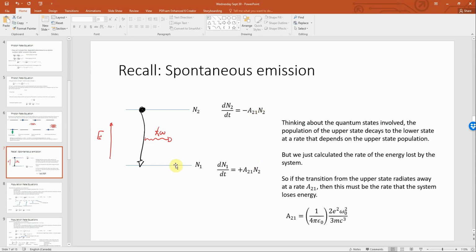And now, of course, the number of electrons or atoms in the ground state will be related to the number of electrons that were in this excited state, and the rate that they're decaying back into N1. And so that's given here as dN1/dt equal to plus A N2.